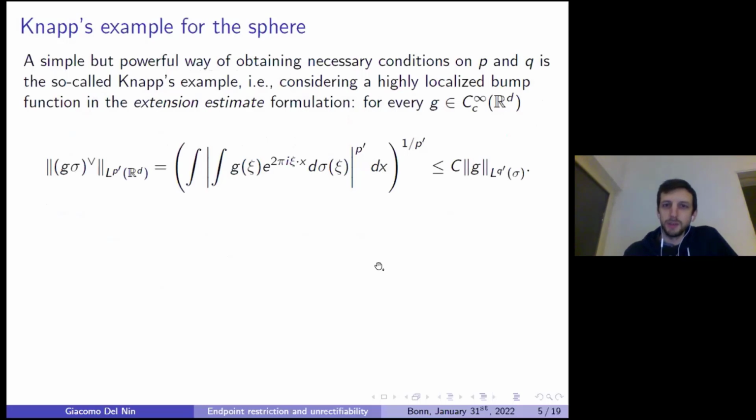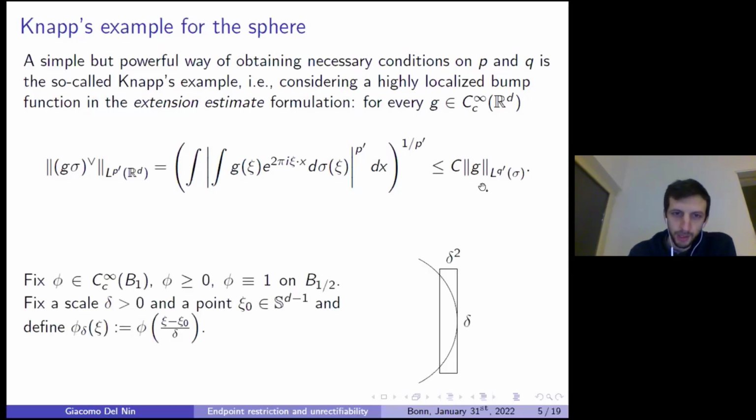And it's a quite simple computation that consists in considering a highly localized bump function in the extension estimate formulation. So I recall that this is the extension estimate formulation. For a given test function G, we have to bound the inverse Fourier transform of G times the measure with the original function G. Now we fix any bump function, say in the unit ball, positive, and which is 1 on a certain neighborhood of the origin, and we rescale it and we center it at a point psi 0. And so we make it supported on a ball of radius delta.